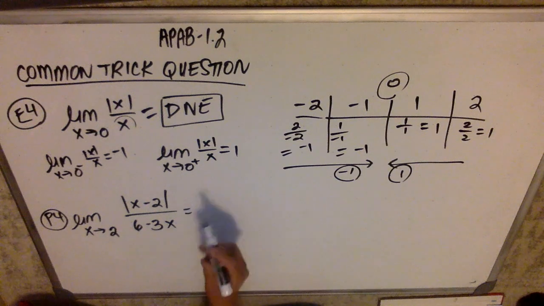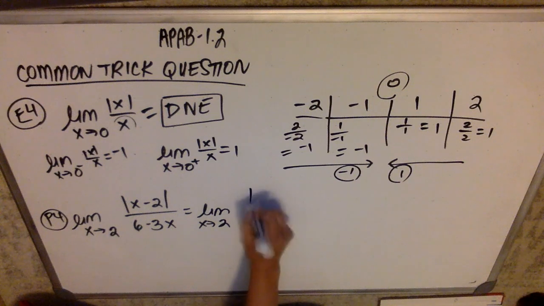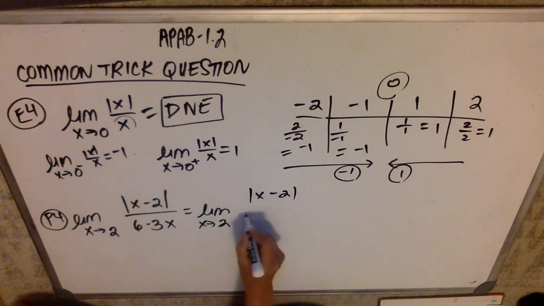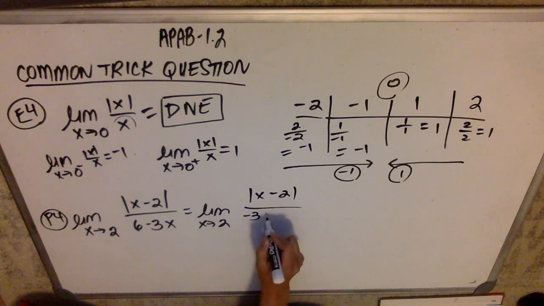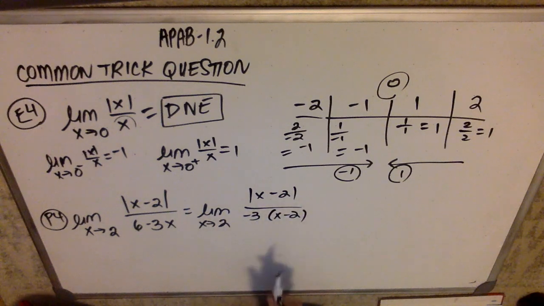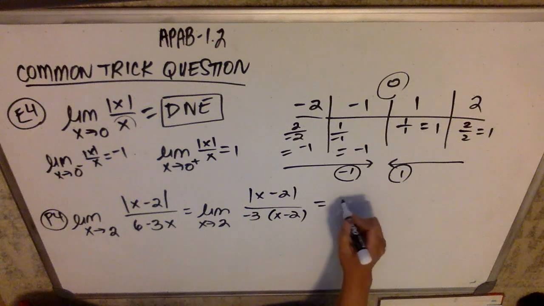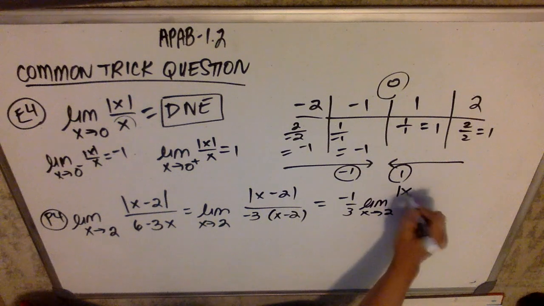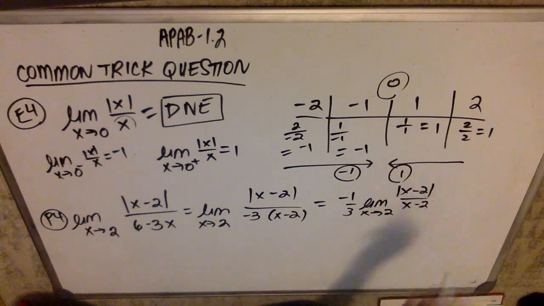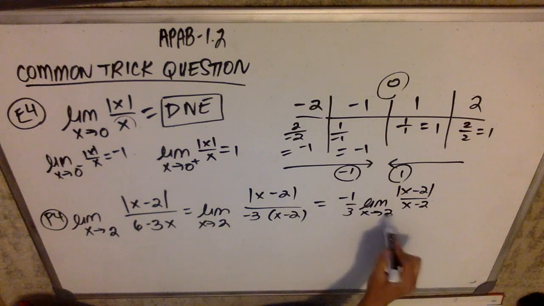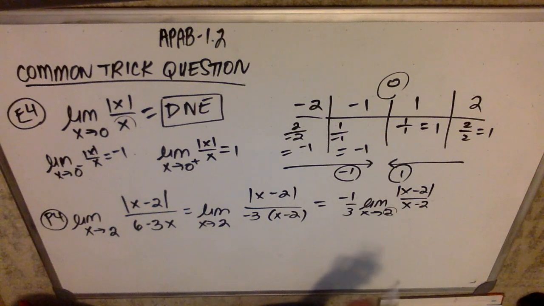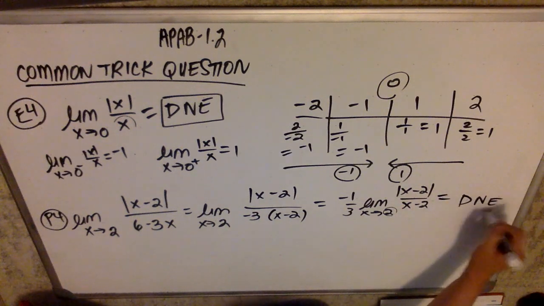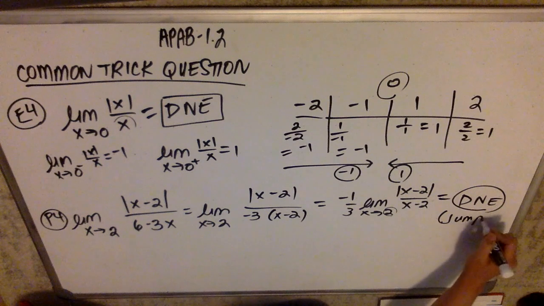So my argument here is that if I clean up the bottom a little by factoring out a negative 3, I get an x minus 2, right? So I'm going to argue that really what I'm looking at is a negative 1/3 in front of the same exact problem we just saw. Now sure, it's x minus 2 instead of just an x, but notice that if I plugged in the 2, I'd still get zeros. So I'm going to argue that I essentially have a negative 1/3 in front of the same trick problem I saw, and that because this is a jump discontinuity, it's going to be DNE.